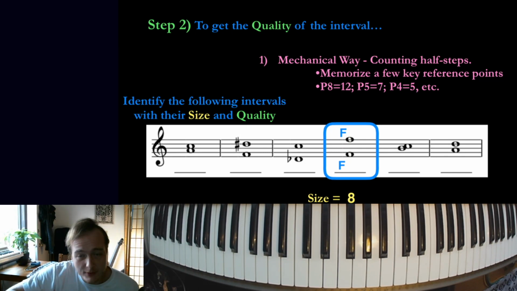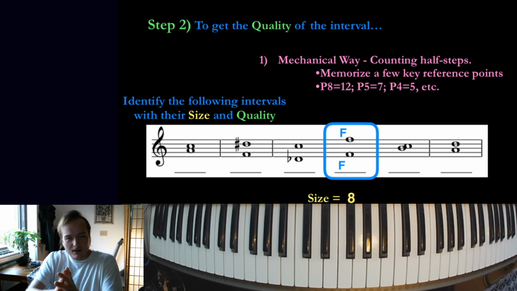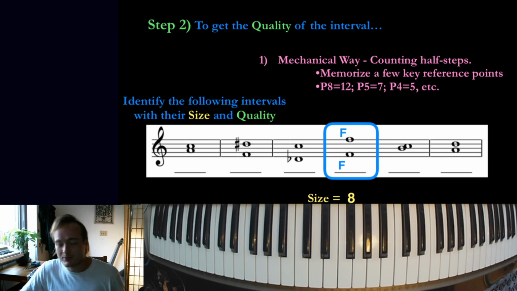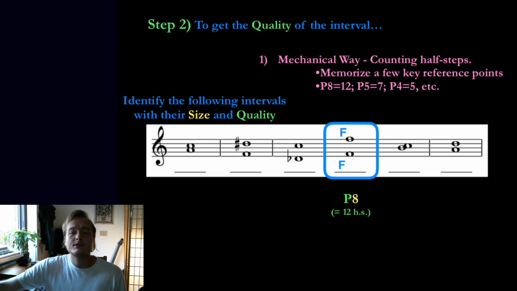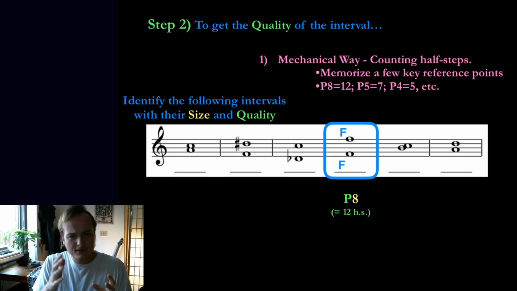In fact, this is a perfect octave because perfect octave has 12 half steps. In other words, all of the half steps between the octaves. So this is a gimme. F to F is a perfect octave, and that equals 12 half steps. So when we're using the mechanical way, these are going to be the really important reference points to remember. The octave is 12. Half of the octave is the tritone.